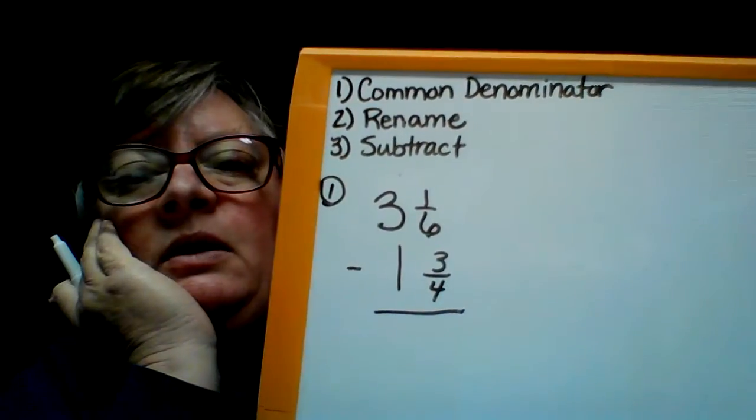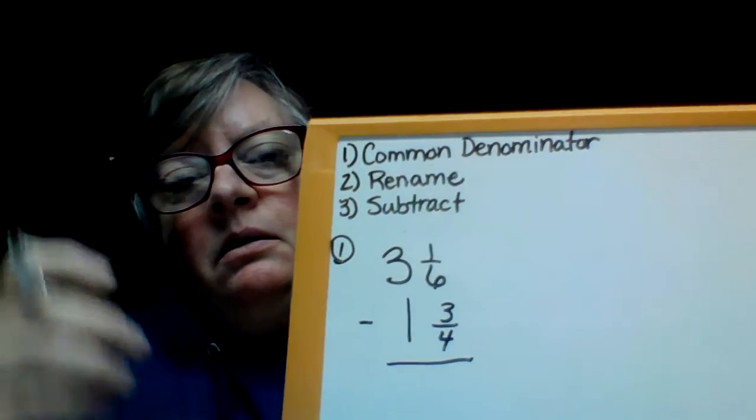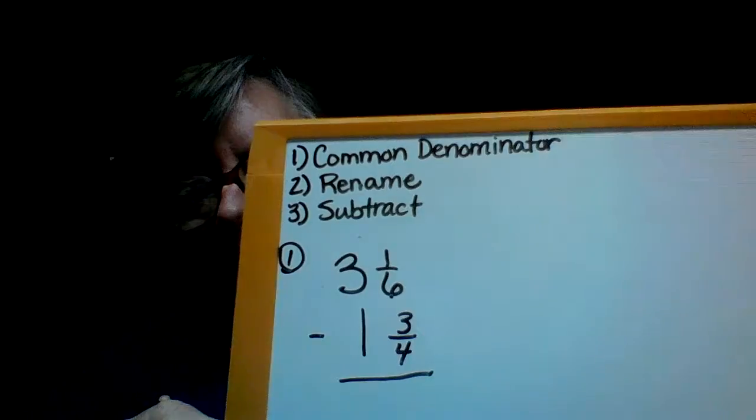Okay. We're going to do number 6. And for space's sake, I'm going to automatically set it up the way I want to set it up. 3 1/6 minus 1 3/4. But we know automatically the fractions do not have the same denominator, so we're going to have to find a common denominator.